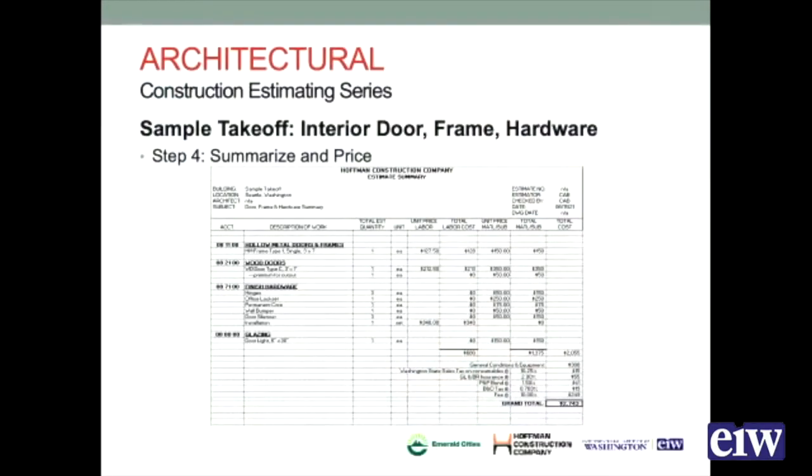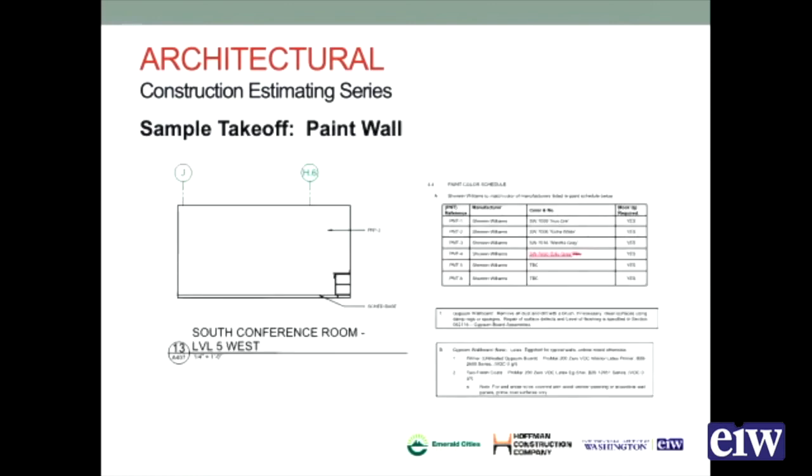There's one of them, got it in there at $150 installed. Add your markup structure on it, and you get to $2,700 to install the door with all the hardware. The last one that we're going to look at is painting a wall.